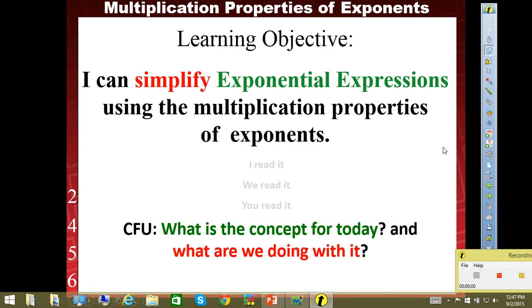So our objective for today: I can simplify exponential expressions using multiplication properties of exponents. Read together, 1, 2, 3. I can simplify exponential expressions using multiplication properties of exponents. So we already know that, right? Because we introduced that yesterday, but we only covered one property.